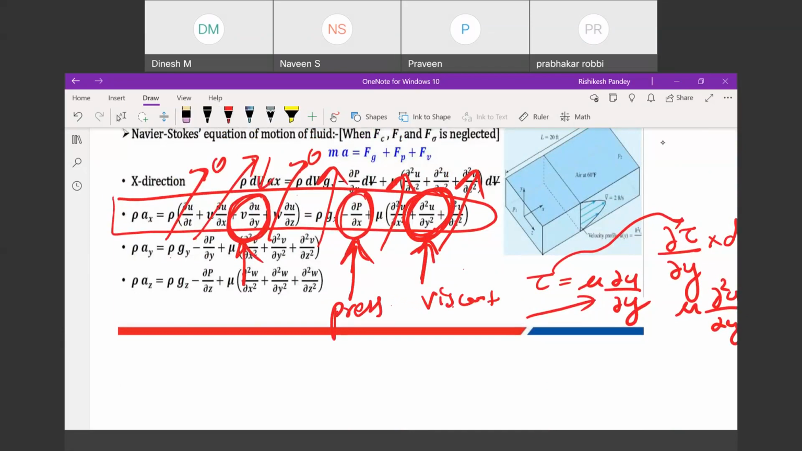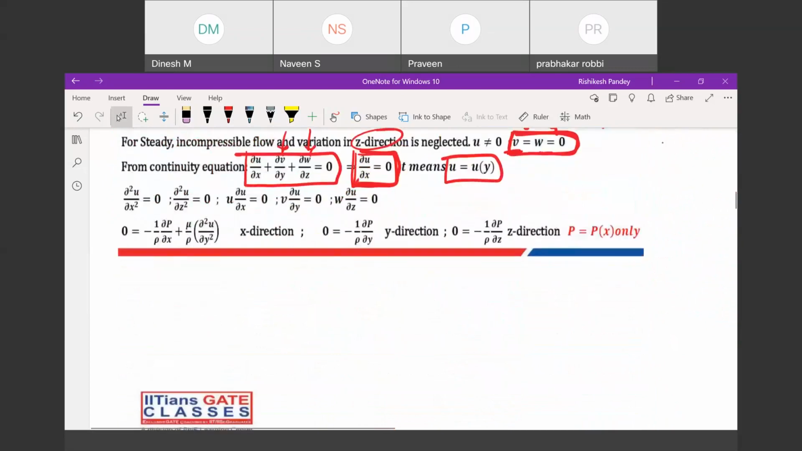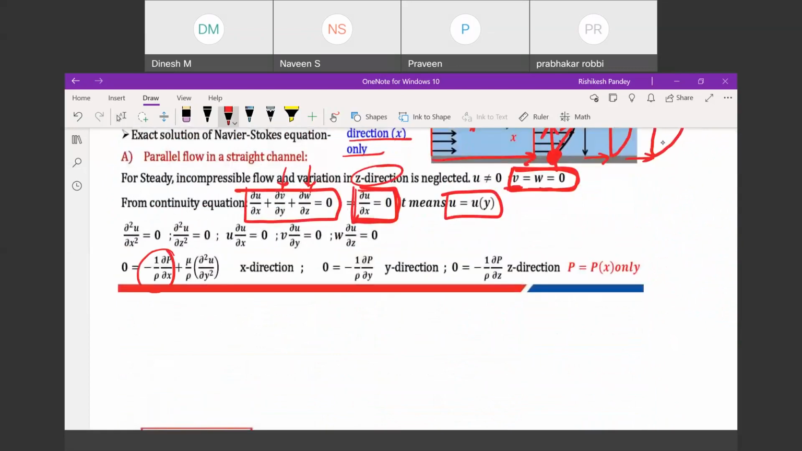Okay, force due to viscosity. So only these two terms we are having. Force due to pressure and force due to viscosity, only two terms are considered in this fluid flow. Other things we are neglecting. So this is in x direction.